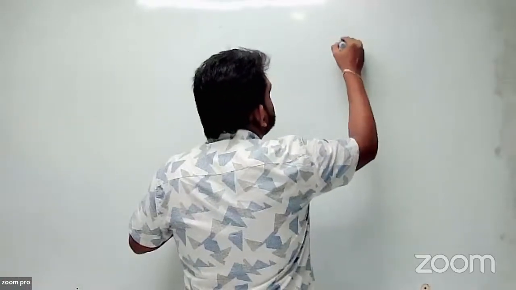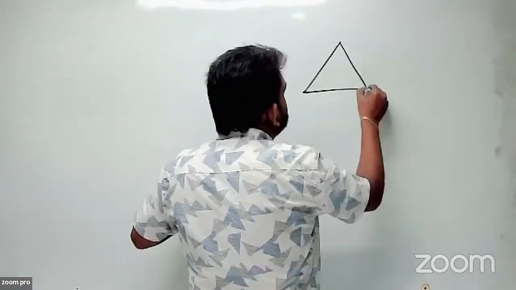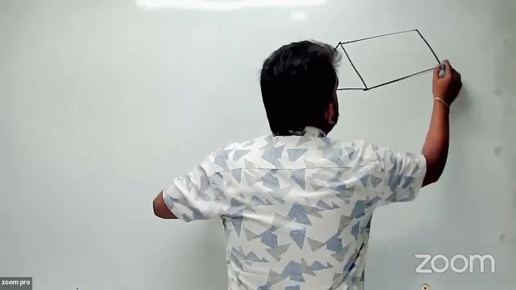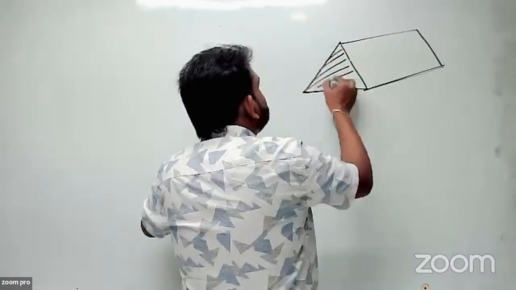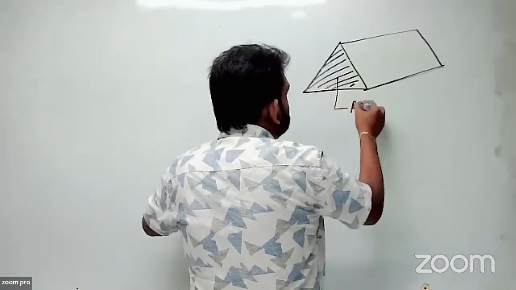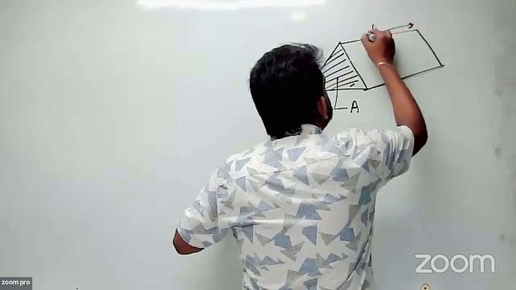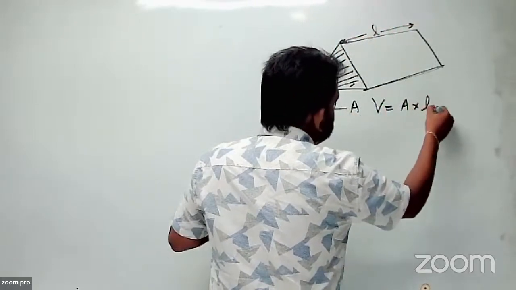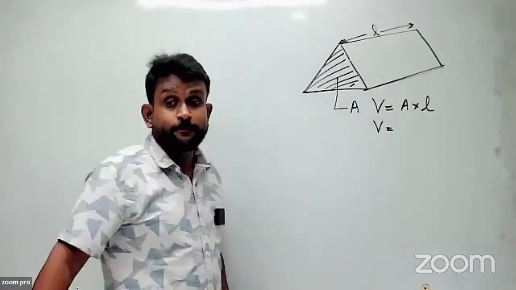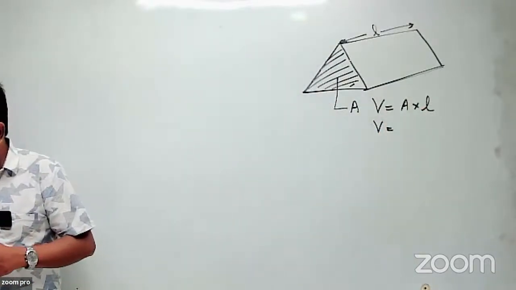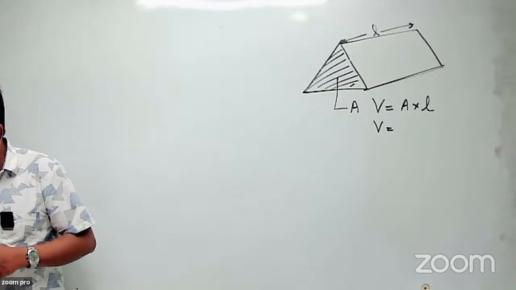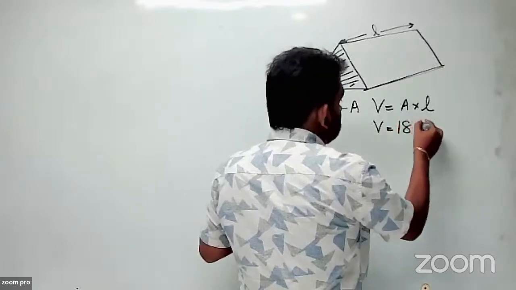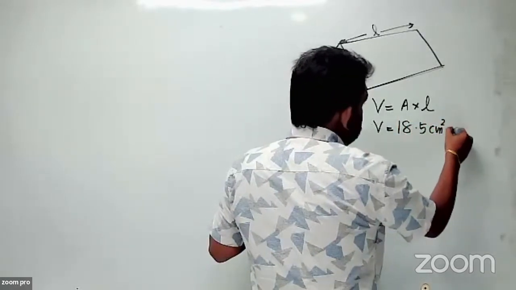In a prism, what is the volume? How to find the volume of a prism? Right, the volume of a triangular prism is given by the uniform cross section into the length. Remember the formula: volume equals uniform cross sectional area into the length. Okay. What is the area given? 18.5 square centimeters into 20. 18.5 square centimeters into length 20.